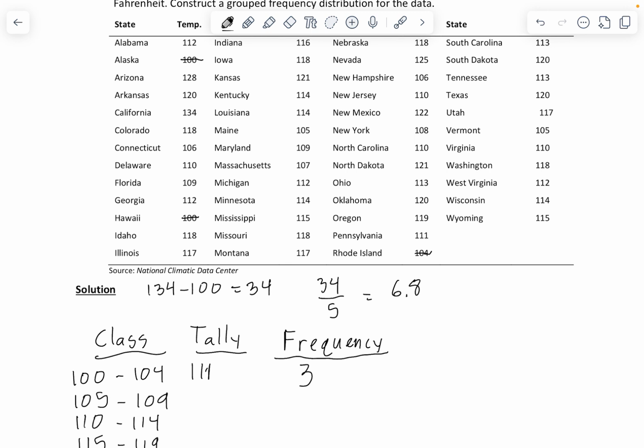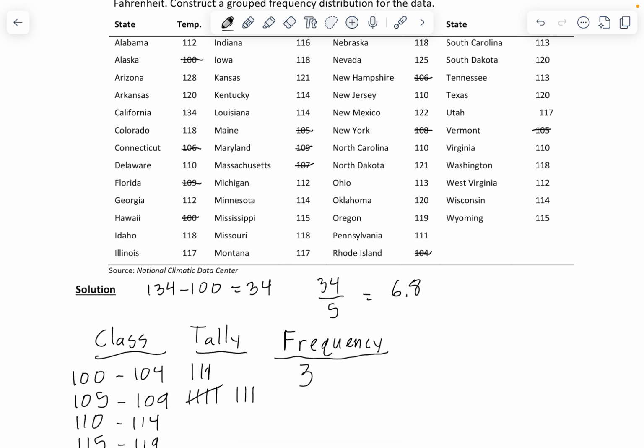105 to 109. Okay, so I see Connecticut, there's one. Florida, 2. Maine. Maryland. Massachusetts. What else do we have here? New Hampshire. New York. Vermont. And that looks like that's it. So 5, 6, 7, 8.